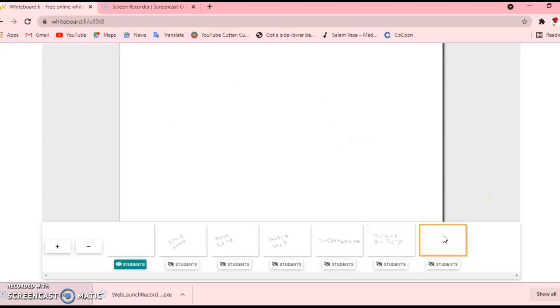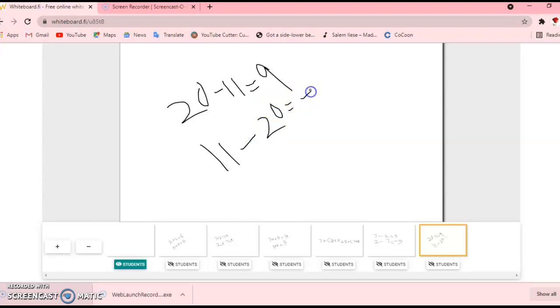Commutative property. Whole numbers are not commutative under subtraction. Example: 20 minus 11 equals 9. 11 minus 20 equals minus 9.